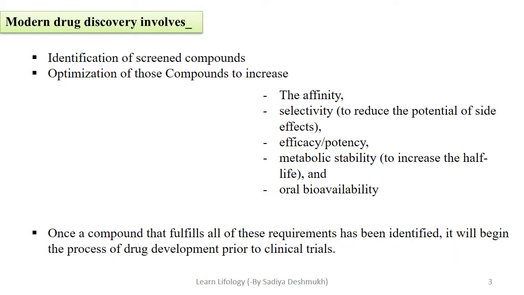Once a compound that fulfills all of these requirements has been identified, it will begin the process of drug development prior to clinical trials. So these optimizations are done, and after that, the compounds which fulfill these requirements proceed to the clinical trials. First, cell line trials are done, animal trials are done. Then the human trials are done. So these are some of the steps while designing the drug.